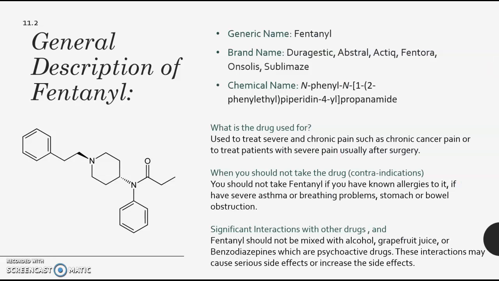General description of fentanyl. The generic name is fentanyl, and some brand names are Duragesic, Abstral, Actiq, Ventora, Onsolis, and Sublimaze. The chemical name is listed here, N-phenyl-N.